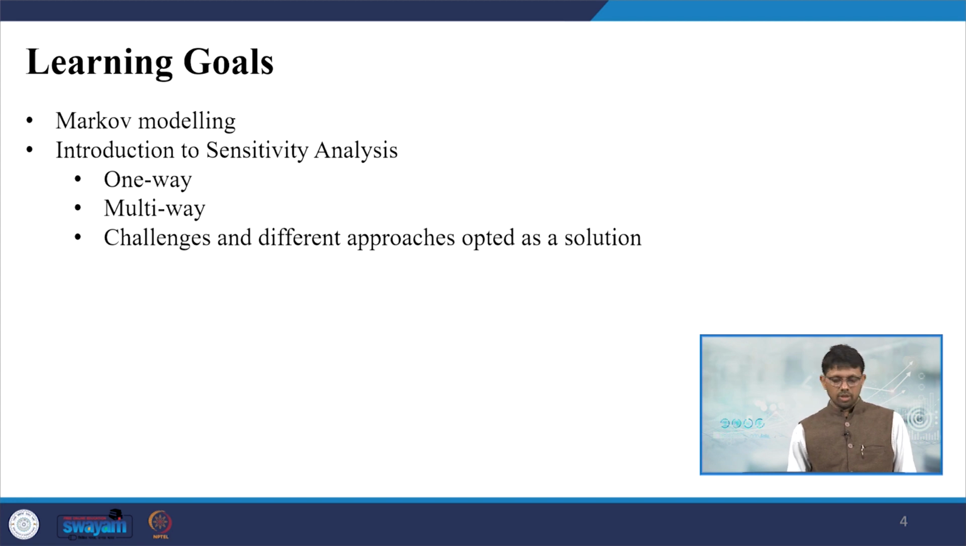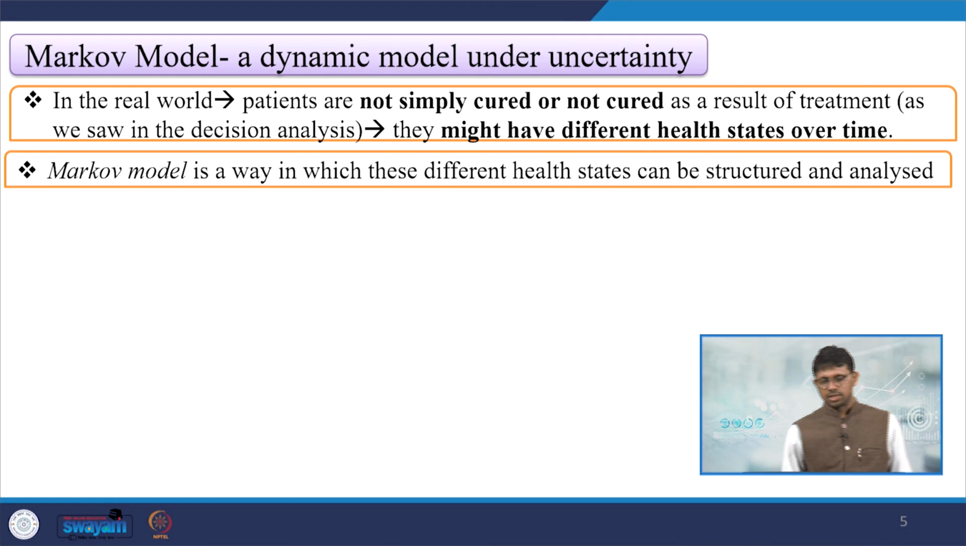They are one way and multi-way, and we are also discussing the challenges and different approaches opted as a solution as part of the sensitivity analysis. So, let us introduce the Markov model. This is particularly referred to as a dynamic model under uncertainty.